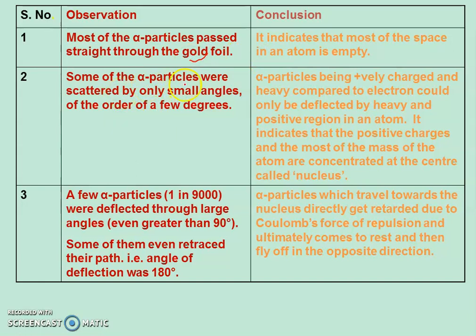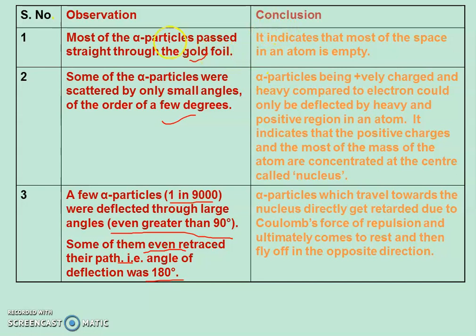Second, some of the alpha particles were scattered only through small angles, of the order of a few degrees. A few particles, 1 out of 9,000, means only 1 in 9,000 alpha particles scattered by a large angle, greater than 90 degrees, and a very small number of particles were deflected by 180 degrees. So after getting these observations, they concluded the following.